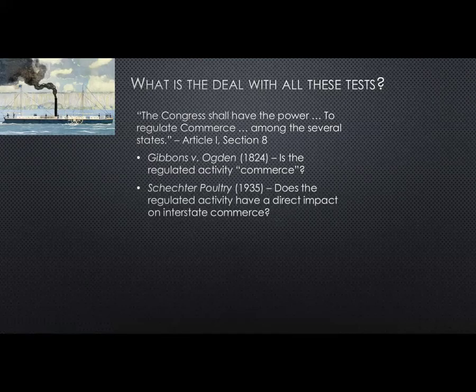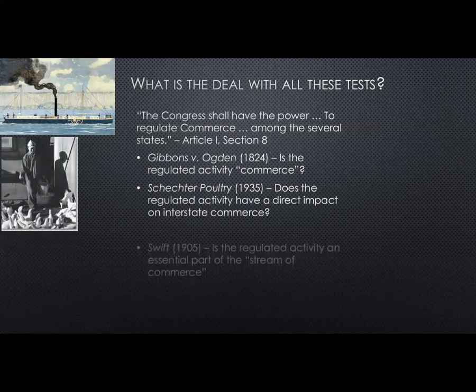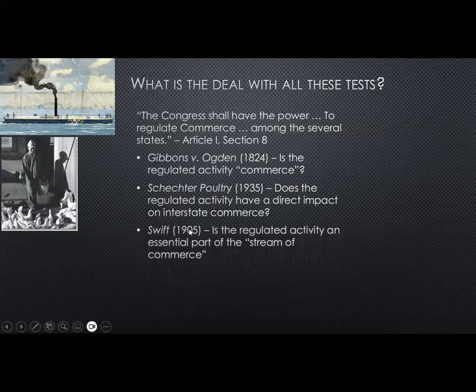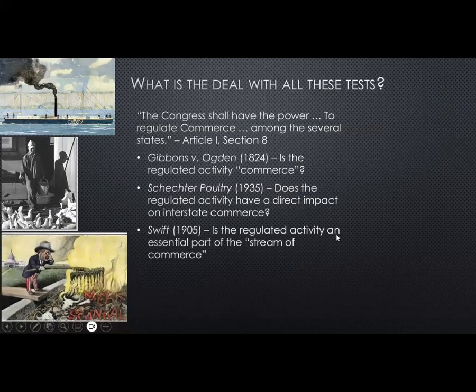Then we get the Schechter Poultry case in 1935, and you can see a lot of time has passed between these two decisions. But then the test became, does the regulated activity have a direct impact on interstate commerce? Your textbook doesn't go in chronological order, so you'll see the next case jumps back 30 years, the Swift decision. Is the regulated activity an essential part of the stream of commerce?